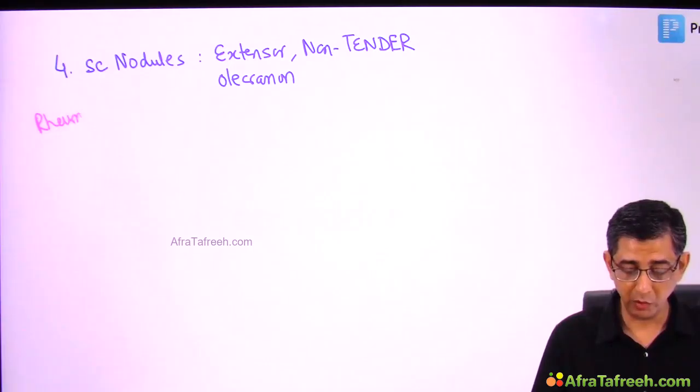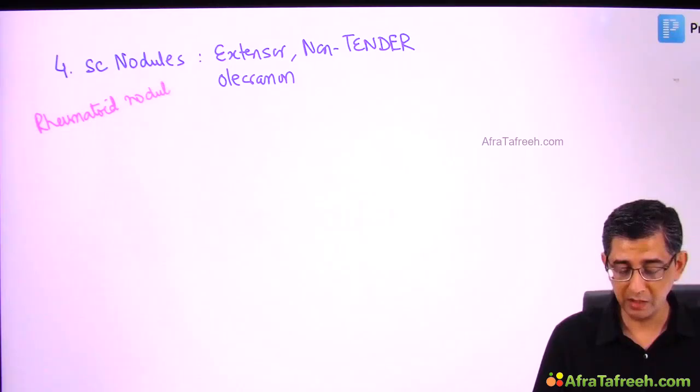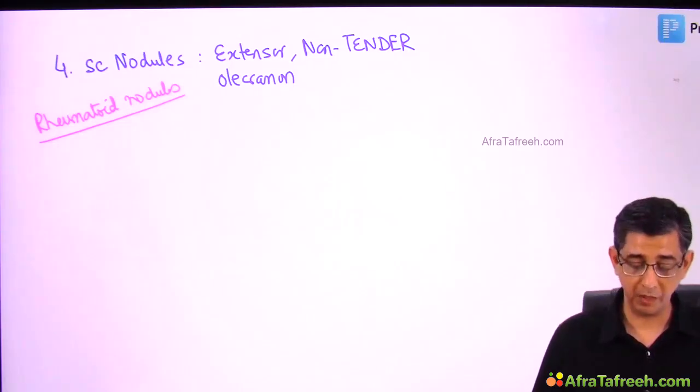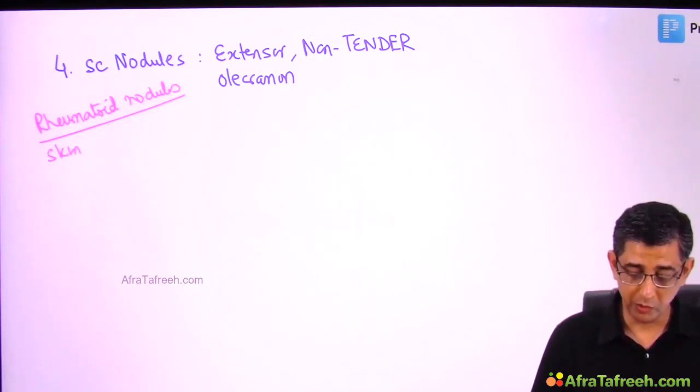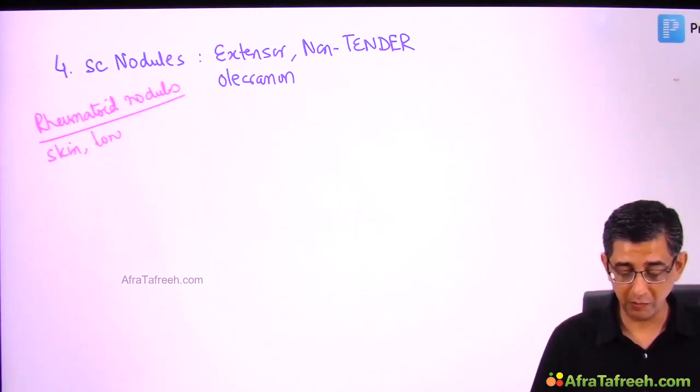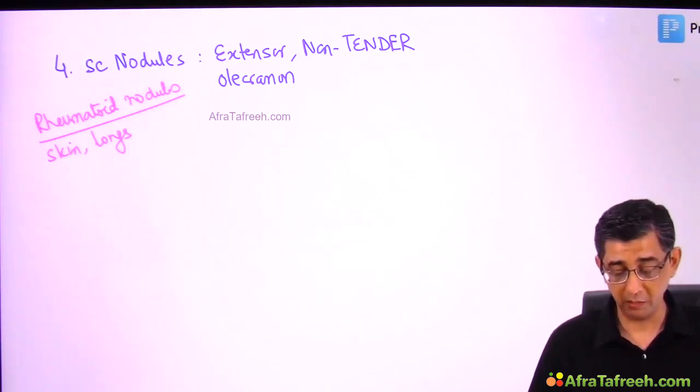these nodules may not only be present over the skin, but they can be found even in areas like lungs. They can break down and therefore they can be a rheumatoid pleural effusion as well. I want to highlight rheumatoid nodules are also extensor. They're also non-tender, but they're not only found in the skin, but they can be found in the lungs. In fact, they can be present in the heart.